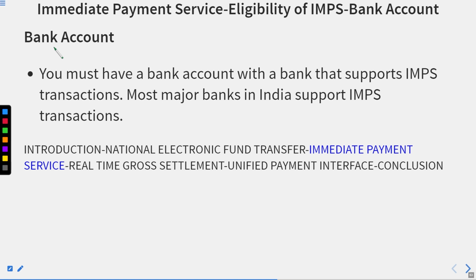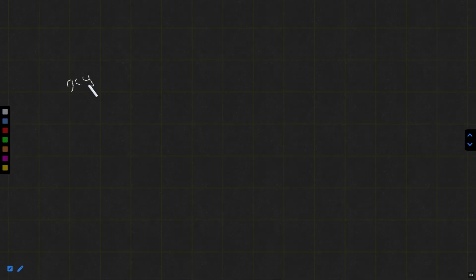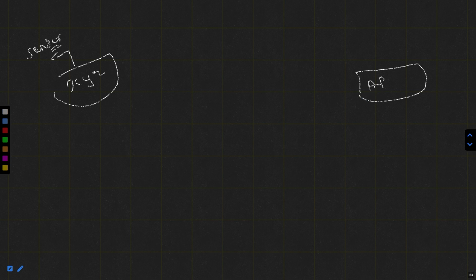Bank account. You must have a bank account with a bank that supports IMPS transactions. Most major banks in India support IMPS transactions. For example, suppose this is the sender's bank, and this is the receiver's bank. XYZ, ABC, two banks are there. Alright. So the sender initiates the process, but the process declines in between.